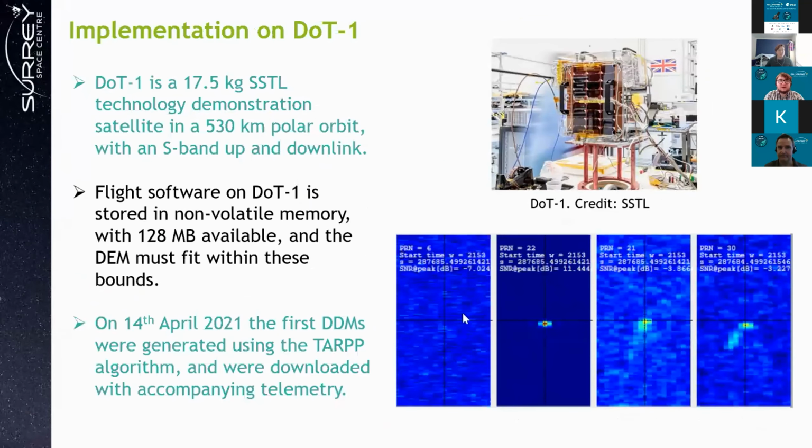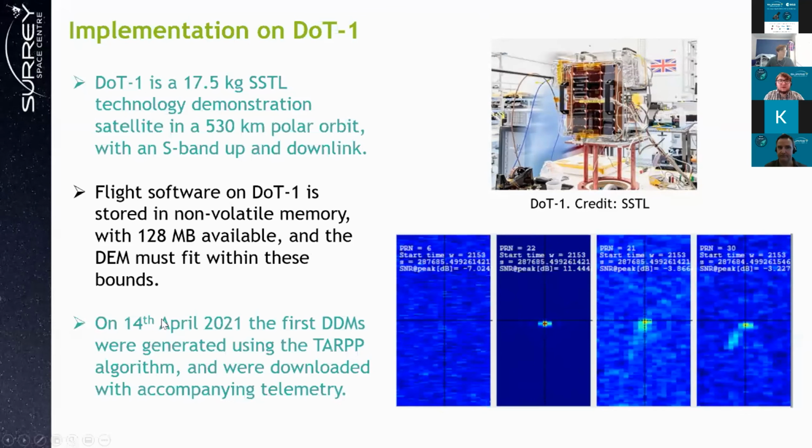So once it had been tested on the ground, this algorithm was able to be tested in flight, which is very exciting. It was uploaded onto DOT1, which is a small 17.5 kilogram technology demonstrator built by SSTL. And it has reflectometry capabilities as part of the core DHS onboard computer. It was already in flight, as I mentioned, so we had to upload the DEM and the algorithm.